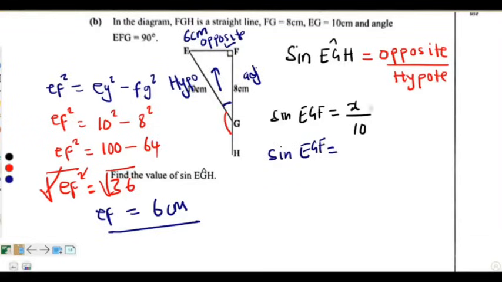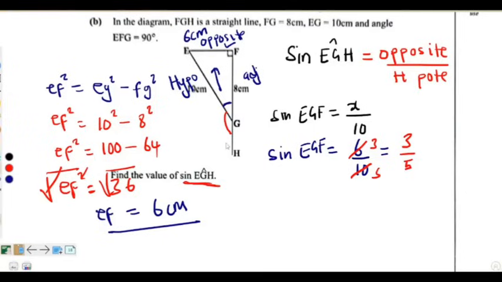So upon identification of that, you proceed, you say sine EGF equal to where there is x, it's 6 over 10. So I can try to reduce this. We find the number that can go into 6 and 10, which is 2. 2 here, 3. 2 here, it's 5. So we have 3 over 5.